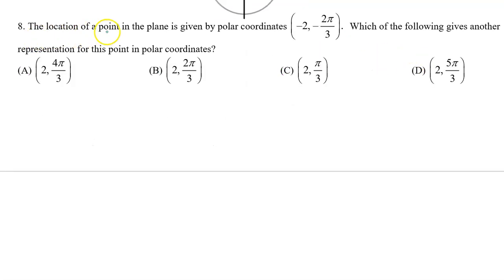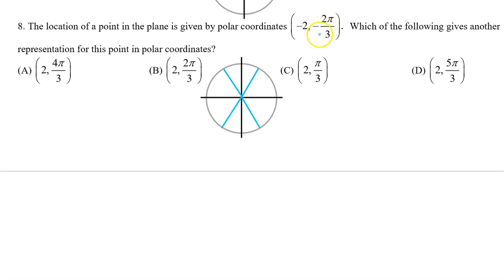Number 8. The location of a point in the plane is given by polar coordinates -2, -2 pi over 3. Which of the following gives another representation for this point in polar coordinates? Here are all the angles with a reference angle of pi over 3. Let's plot this point. Because theta is negative, we rotate in the clockwise direction. -2 pi over 3 falls right here.